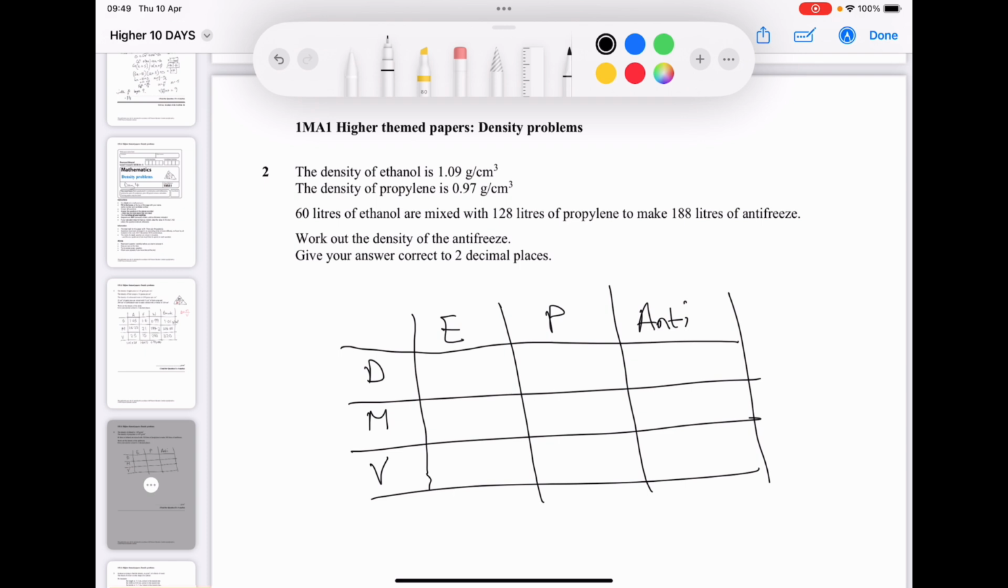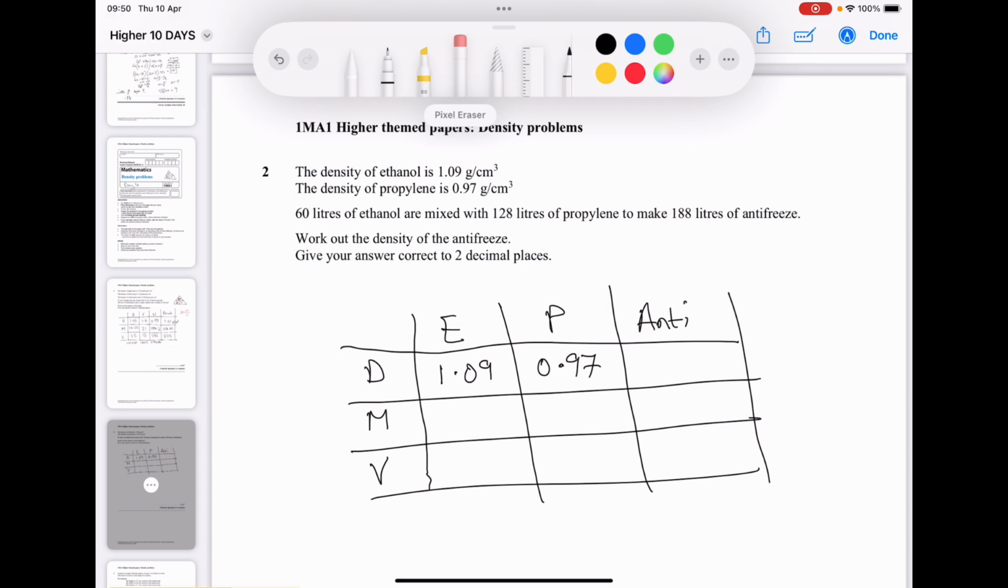Now, so first of all, the density is 1.09 grams per centimetre cubed. Density of the propylene, 0.97 grams per centimetre cubed. Then we're talking about litres. Now, what we've got to remember is, how many centimetre cubes are there in a litre?